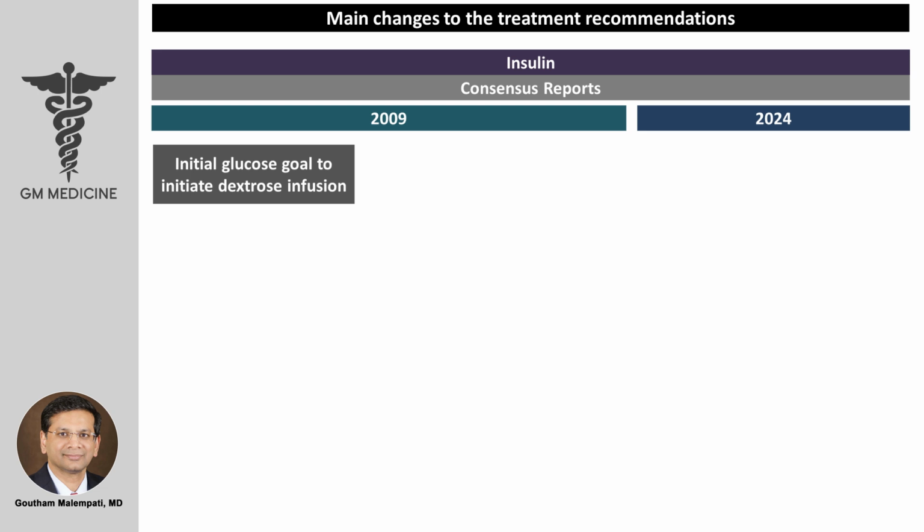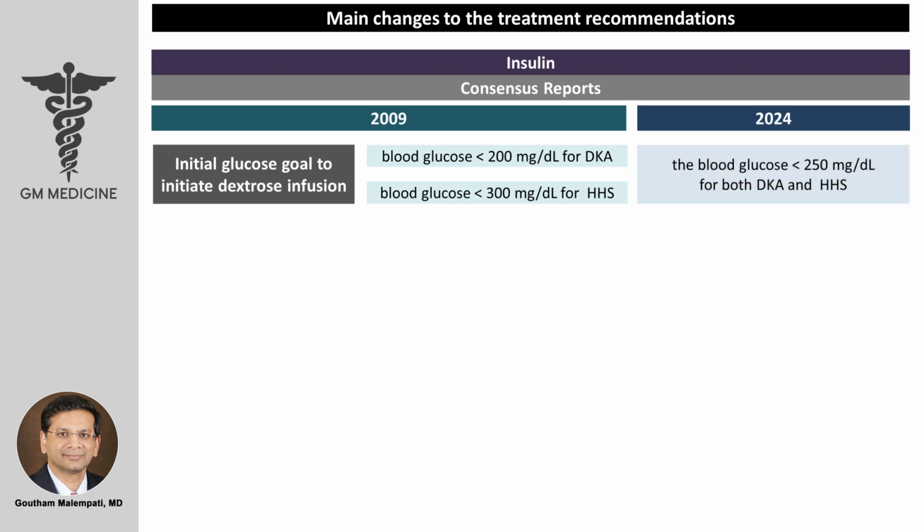Dextrose infusion. The initial glucose goal to initiate dextrose infusion, as per the 2009 consensus report, is blood glucose less than 200 milligrams per deciliter for diabetic ketoacidosis and blood glucose less than 300 milligrams per deciliter for hyperglycemic hyperosmolar state. Whereas in the 2024 consensus report, the blood glucose has to be less than 250 milligrams per deciliter for both diabetic ketoacidosis and hyperglycemic hyperosmolar state.